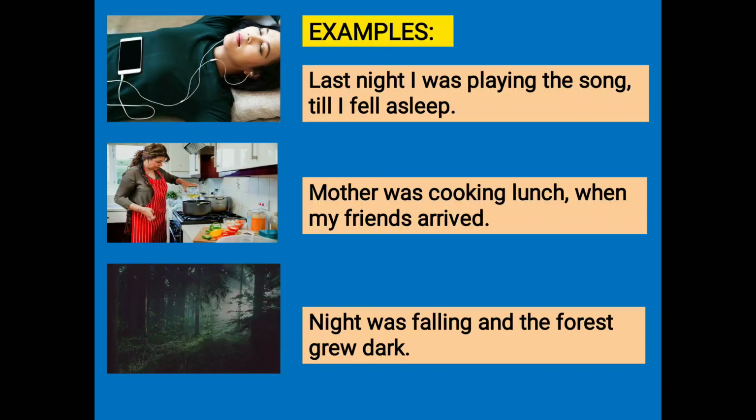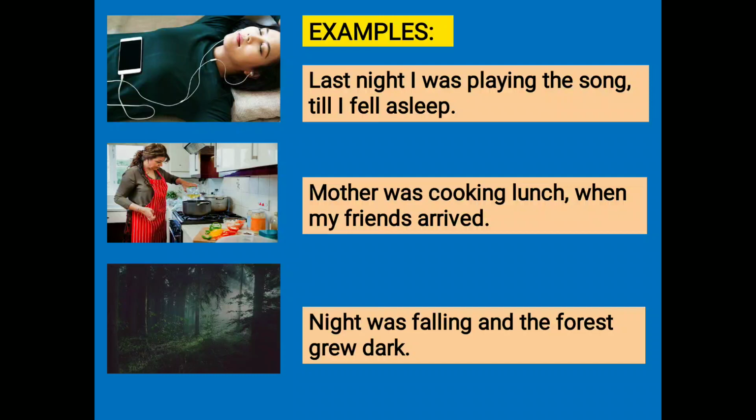So past tense has been used here. Was and arrived directly suggest that the actions have taken place in the past. And cooking, the ing form of the main verb, suggests that it was continuing. This action was continuing in the past.